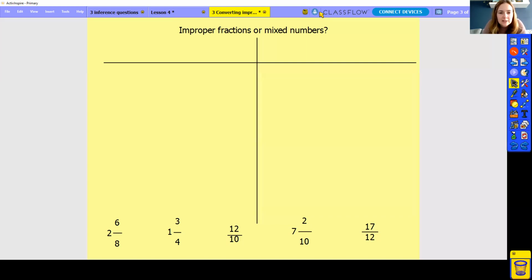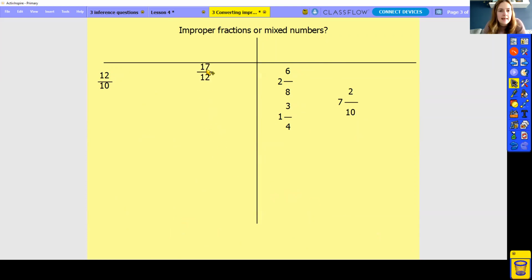We've got improper fractions and mixed numbers. So let's have a look. This first one here is 2 and 6 eighths. 2 and 6 eighths is a mixed number because we've got a whole number here, which is how many whole ones we've got, and then we've got the fraction next to it. This one again is also a mixed number. This one here is improper because it is top heavy. The numerator is larger than the denominator. This one is a mixed number, and then this one here is an improper fraction because, again, the numerator is larger than the denominator. So let's move on to the next activity.